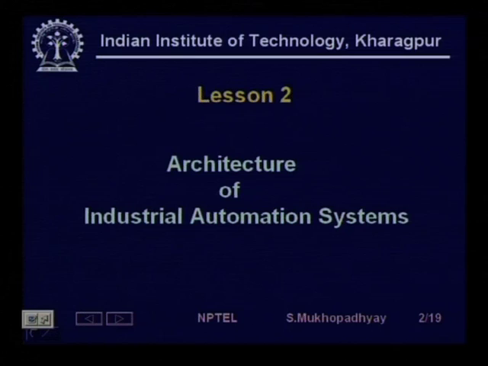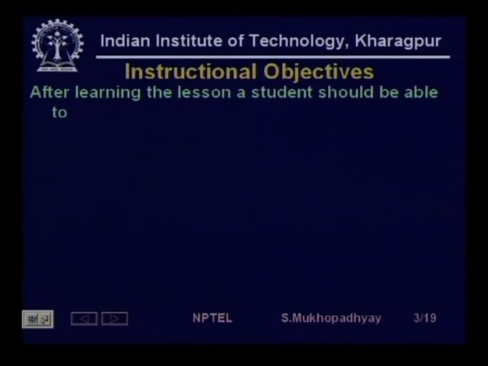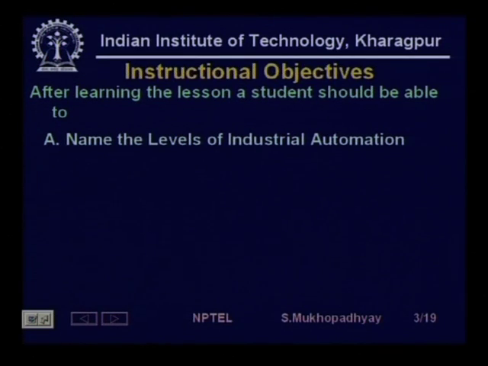So, having said that, let us look at the specific instructional objectives of this course. Since the industrial automation system, being a complex system, is definitely organized hierarchically in various levels, the first specific instructional objective is naturally to be aware of the various levels of industrial automation.